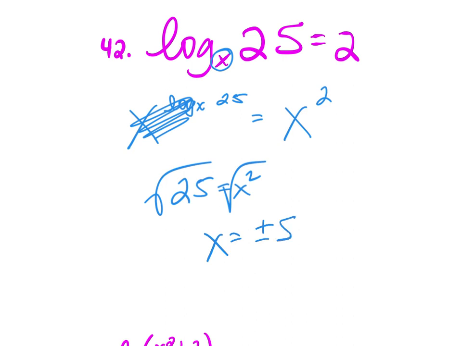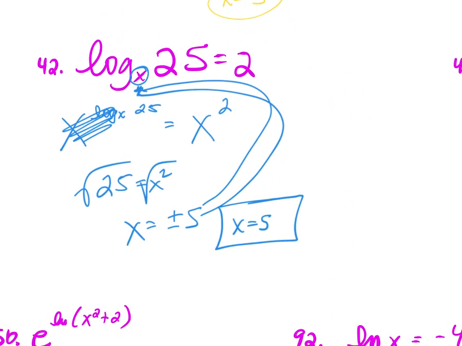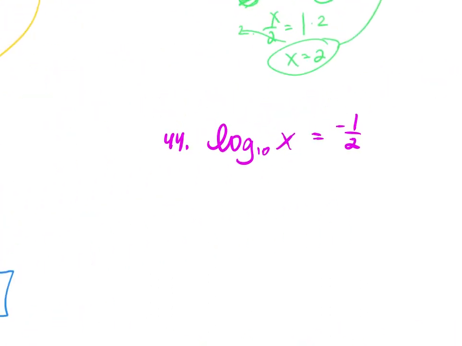Now, before you move on, guys, you have to go back and look. Can I put 5 here and this works? Can I have log base 5? Absolutely. So x equals 5. Can I take negative 5 and put this as log base negative 5? No, you cannot. So you only have one solution here, and it's x equals positive 5. The other one is extraneous.